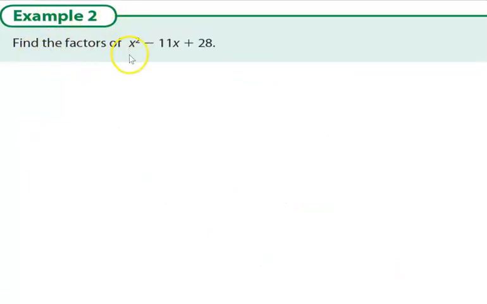Example 2. Find the factors of x squared minus 11x plus 28. So this is another way to say factorize. So I write out my expression. I have a quadratic trinomial, quadratic because the highest power is 2, trinomial because there are 3 terms. So I'm going to factorize using the arrow method.